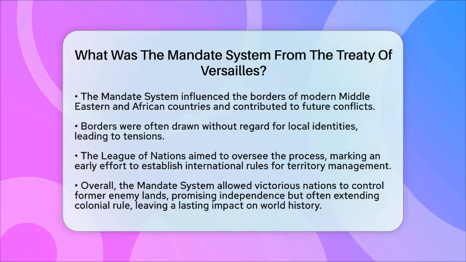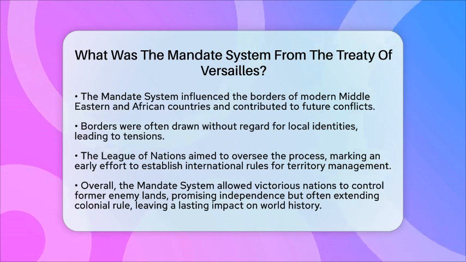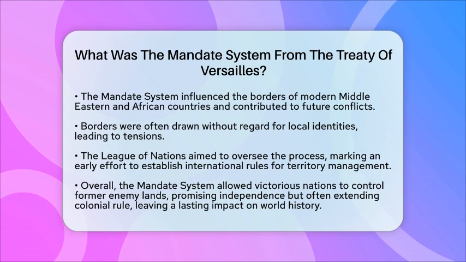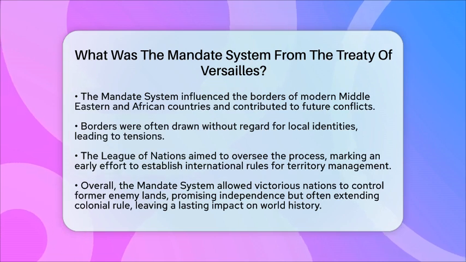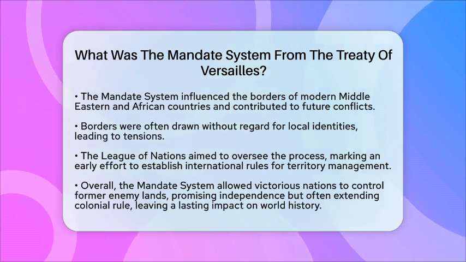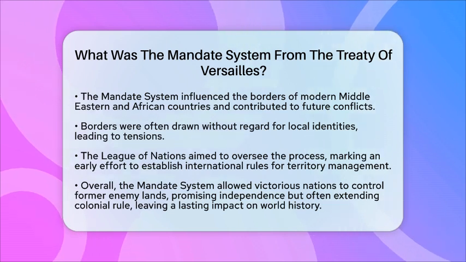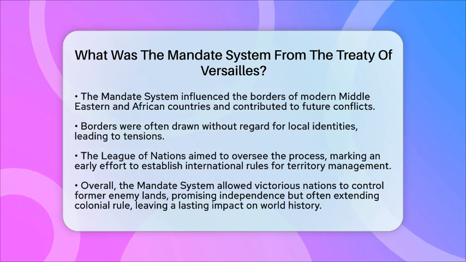Overall, the mandate system was a way for victorious nations to control former enemy lands, promising eventual independence but often extending colonial rule. It was a key part of the Treaty of Versailles provisions and left a lasting mark on world history.